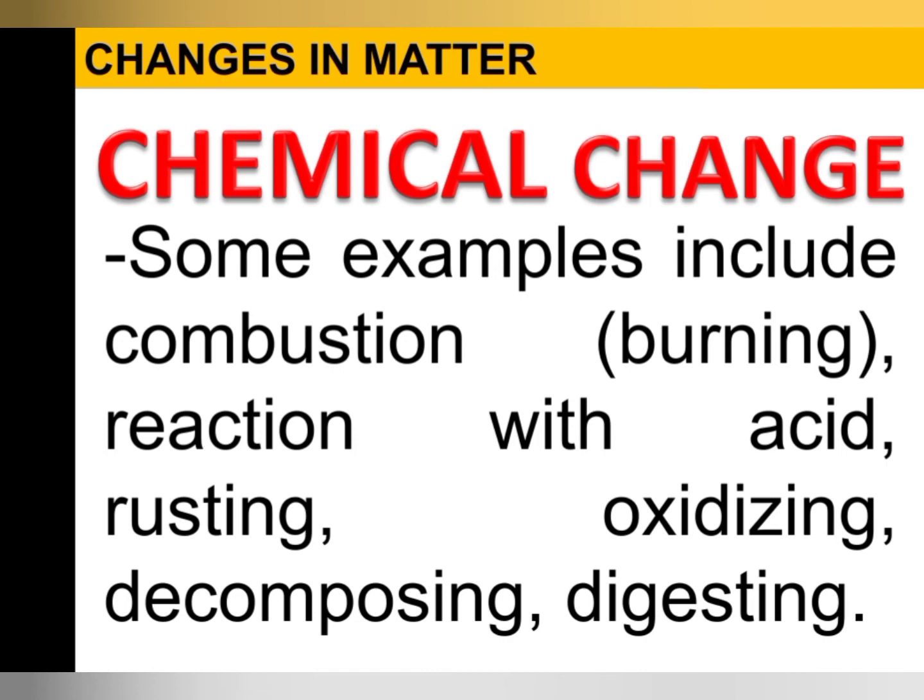Okay? Reaction with acid. For example, yung mga materials natin na kapag nabanlian ng acids like Zonrox or yung mga muriatic acid, they actually change and cannot go back to its original form. Rusting. When we talk about rusting, we are referring to the reaction of iron with the oxygen in the air. So, iron and oxygen in the air. Oxidizing naman is actually the reaction of oxygen to the material.